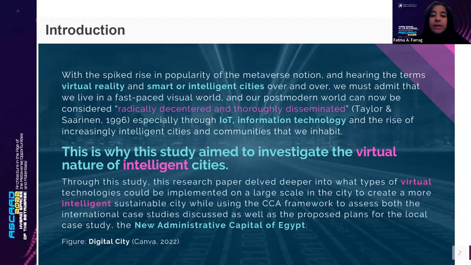This is why this study aimed to investigate the virtual nature of intelligent cities and how to really capitalize on them. This research paper delves deeper into what types of virtual technologies could be implemented on a large scale in a city to create a more intelligent, sustainable city, while using the CCA, Circular City Actions Framework, to assess both the international case studies discussed as well as the proposed plans for the local case study, which is going to be the new administrative capital in Egypt.